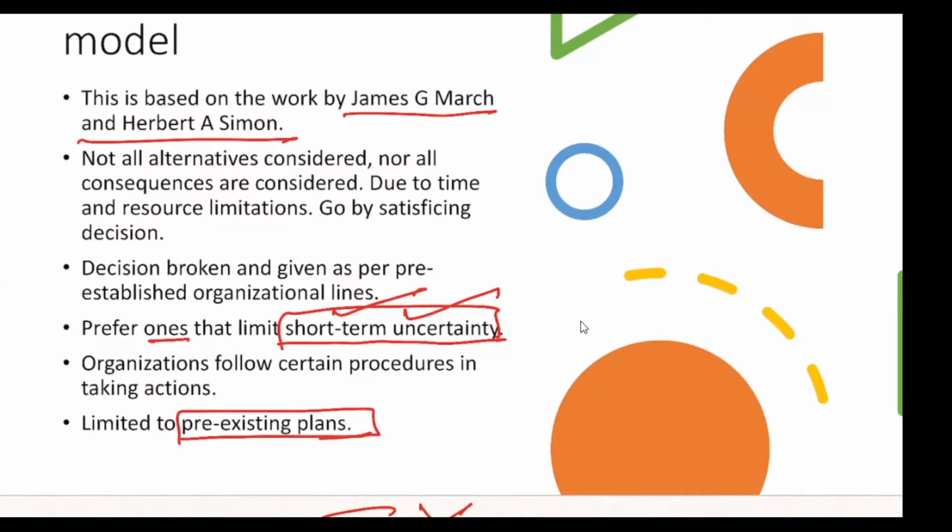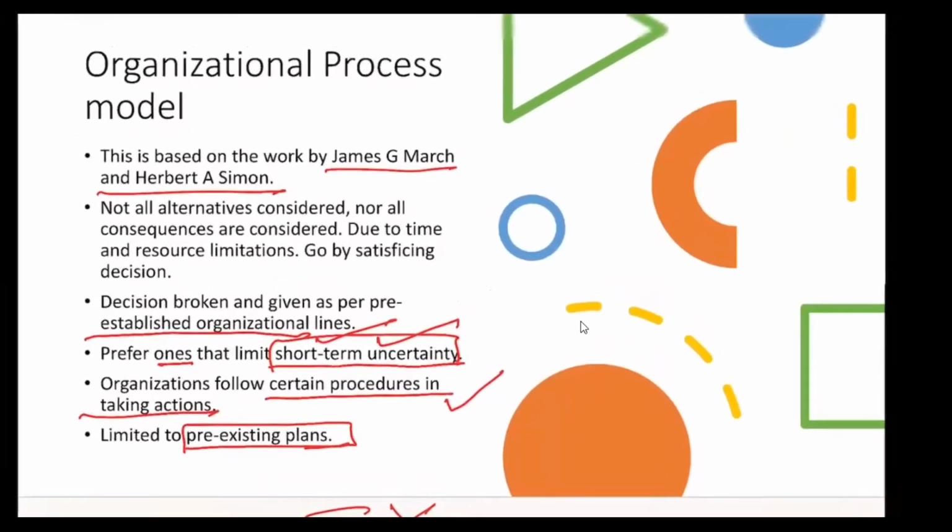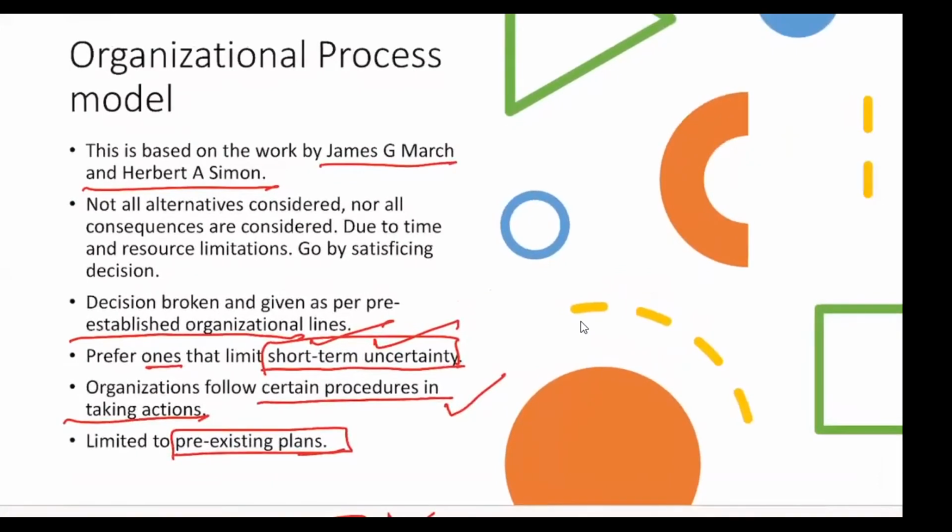And then he also said, decisions are broken and given as per pre-established organizational lines. So there will be certain organizations. Each organization will be involved in a particular part of the decision. And then organizations follow certain procedures in taking actions. So he looked at it in terms of organizational division of labor and a certain set of procedures.